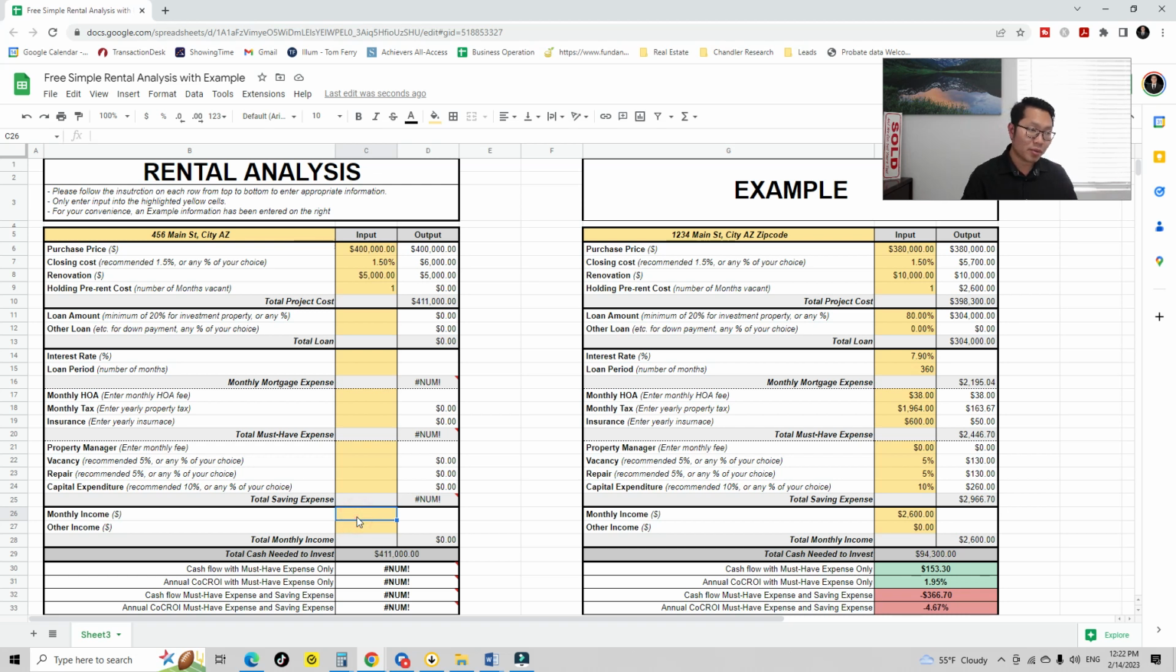Let's say that the property is probably going to be rented for 2,200 a month. And you see here, that means it's going to cost you 2,200 at the beginning.